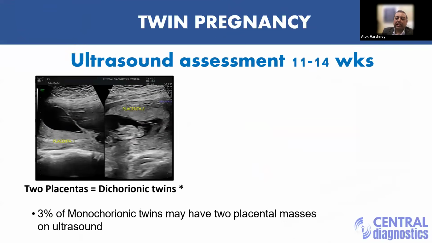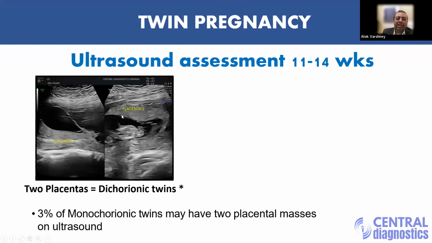So this was all about singleton pregnancy. When we have twin pregnancy, the most important thing to document in a twin pregnancy at the 11 to 14 week scan is whether the pregnancy is monochorionic or dichorionic.